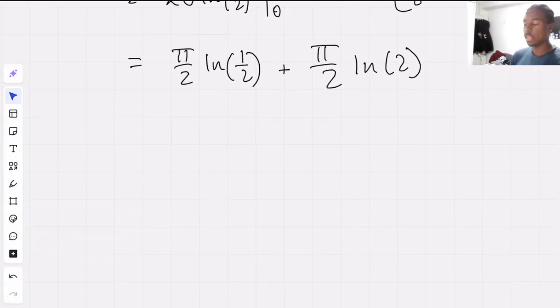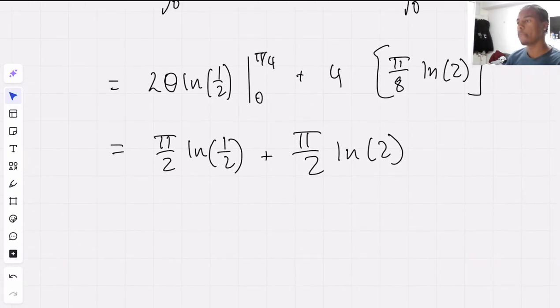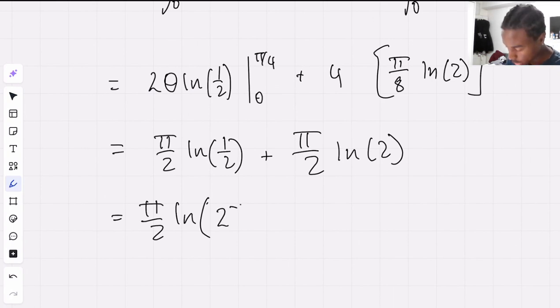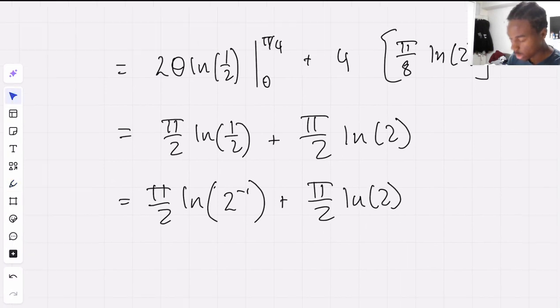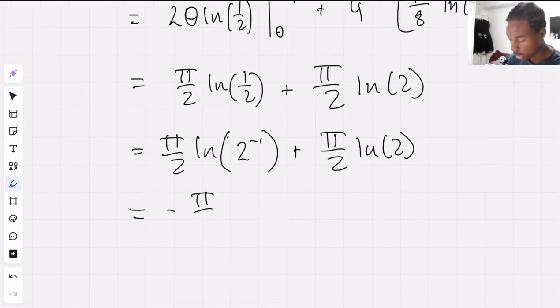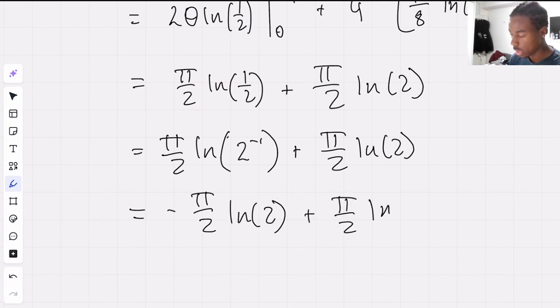Now you might be thinking, can this be simplified? Yes, it can. Because what is a half but 2 to the minus 1? Now if we use our log laws, this becomes minus pi over 2 ln 2 plus pi over 2 ln 2, and that is, of course, equal to 0.